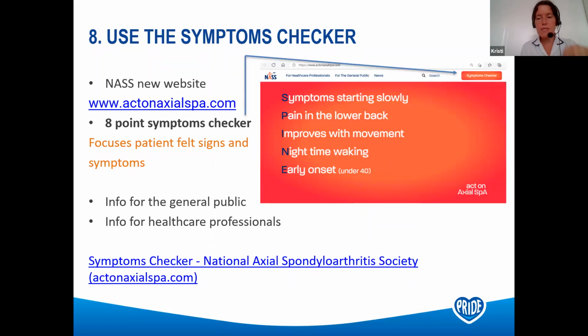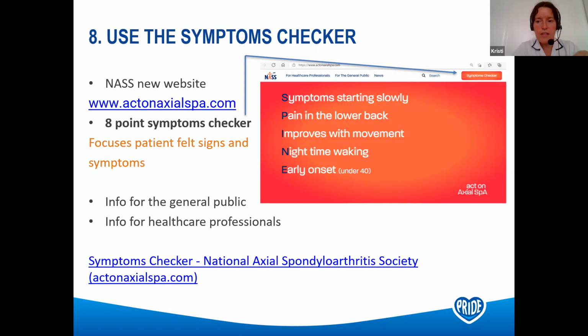So the NASS website, I'm just going to promote it a little bit here because there's so much work that's gone into this. This new Act on Axial SpA website is one of the only websites of its size and wealth of information. There's a section for healthcare professionals and there's a section for the general public. The symptom checker allows patients to go in and print a report that they can bring to their GP or their AHP to say, okay, I think I might have this. Can you explore it in a bit more detail?